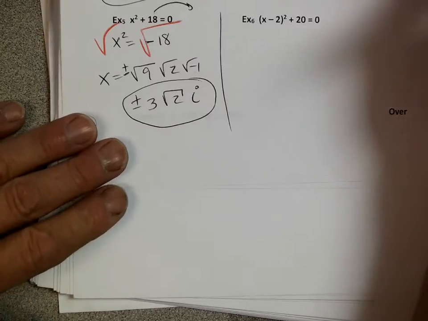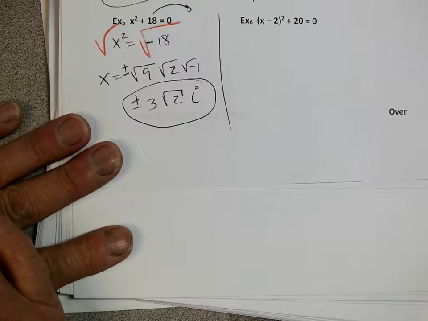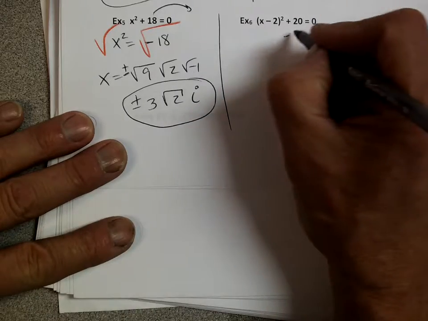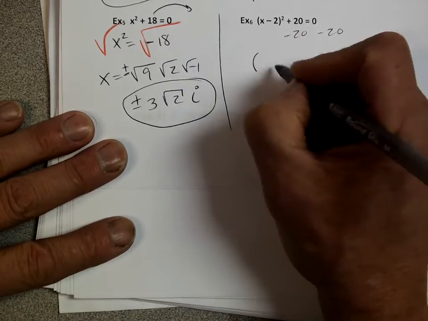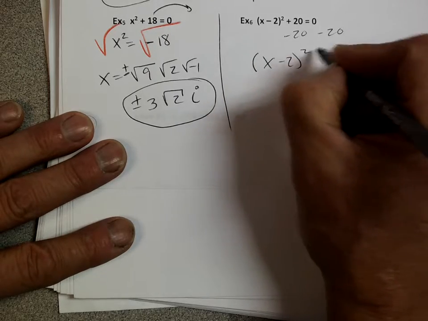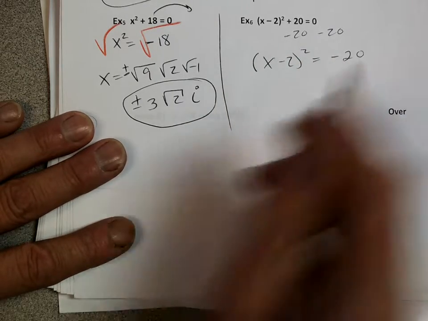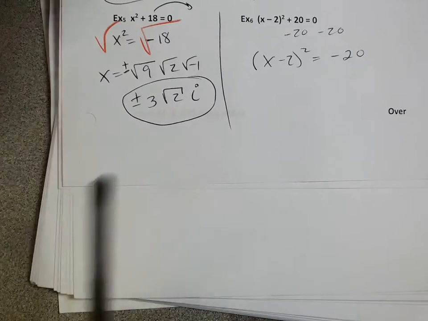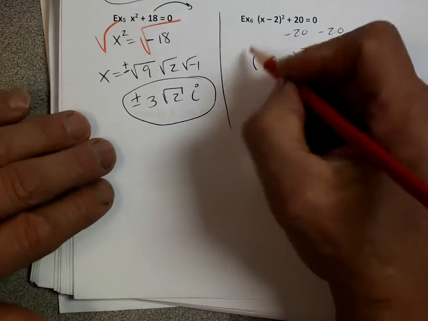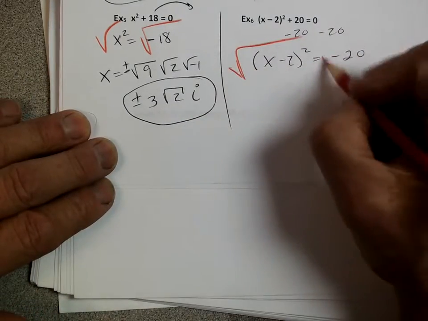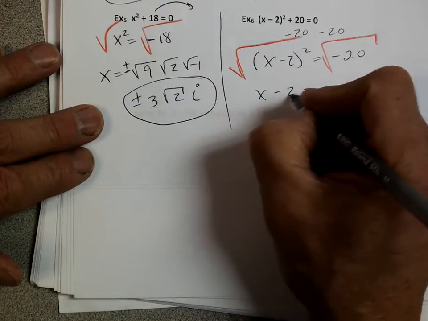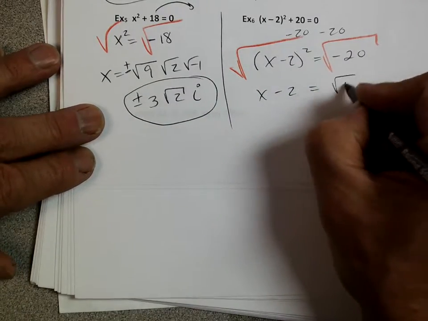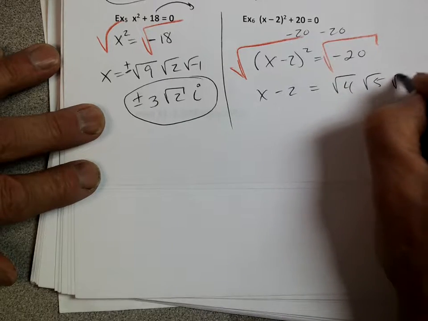Okay, number 6. What do we do about 6? It's the same type of problem, isn't it? Go minus 20, parentheses, x minus 2 squared equals negative 20, right? Square root, right? X minus 2 equals, you ready? Square root of 4, square root of 5, square root of negative 1.